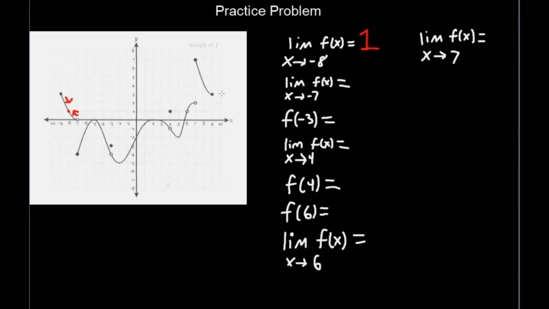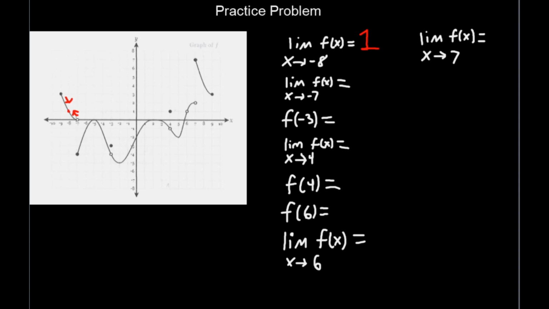Okay, the next one. The limit of f of x as x approaches -7. -7 is right here where this hole is, but this one actually just does not exist, because again, this is our jump discontinuity rule, because we're trying to find where it goes on the left side.